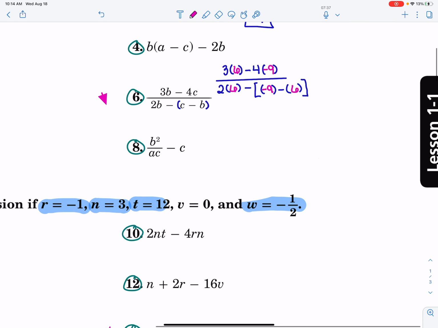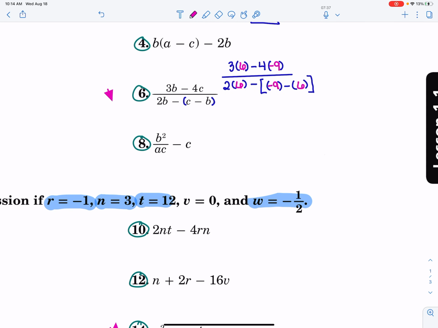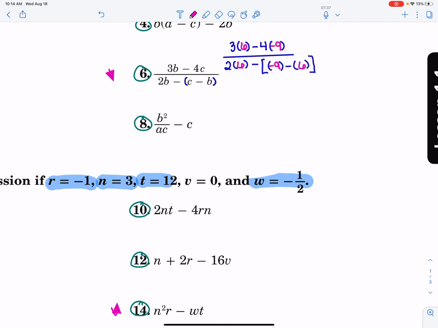However you choose to simplify this, whether it be from top working downward or working left to right, you decide. Okay, so I'm just saying I'm going to work out the numerator and the denominator at the same time, but individually, if that makes sense. So let's just simplify the numerator here. 3 times 6 is 18. Negative 4 times negative 9 gives me positive 36.